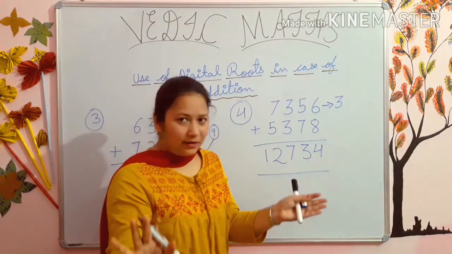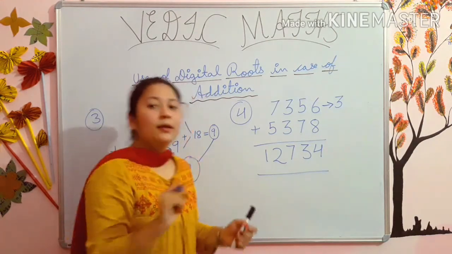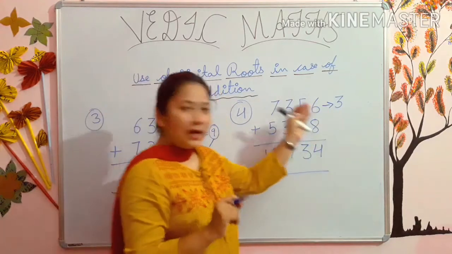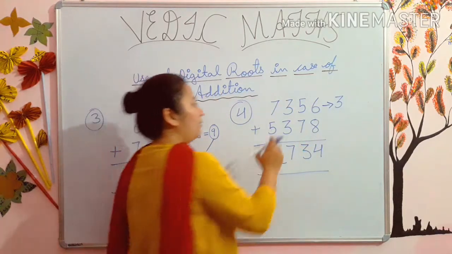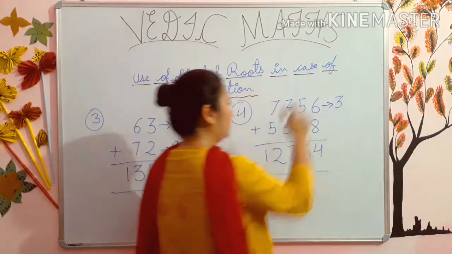See, orally I have done. You can do by writing if you are not getting it. But this time I have done this sum orally. I found out the digital root of this number. The digital root of this number is 3.